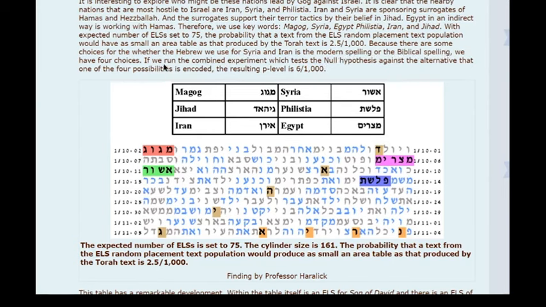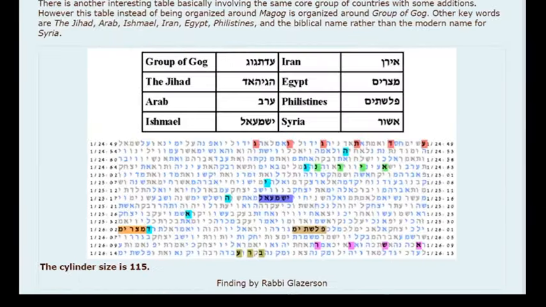We have 4 choices. If you run the combined experiment which tests the null hypothesis against the alternative, it's that one of the 4 possibilities encoded the result, P level is 6 in 1,000. So this one, what you see here, you see Magog, Jihad, Iran, Syria, Philistia, Egypt, and it comes to 2.5 in 1,000. Also a table which was found by Professor Robert Haralick.